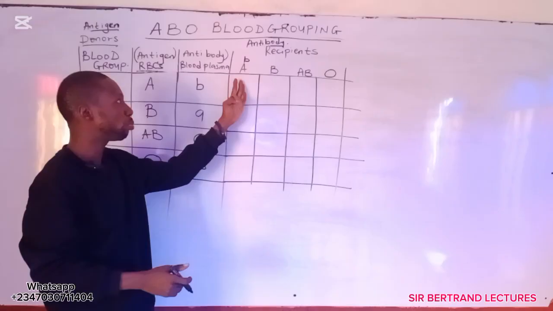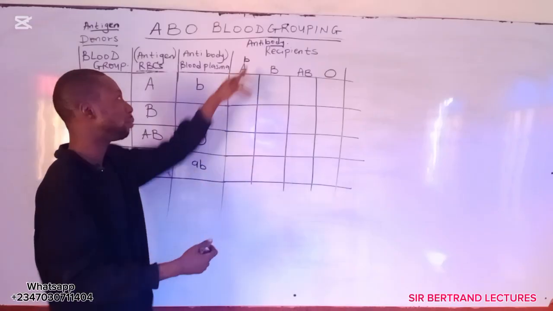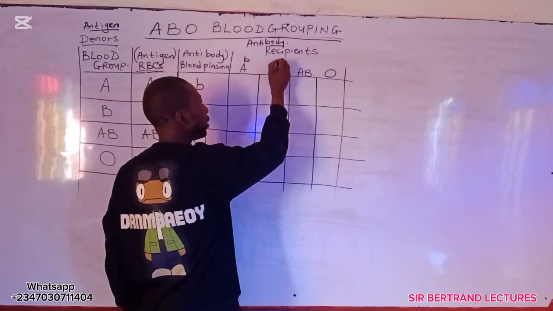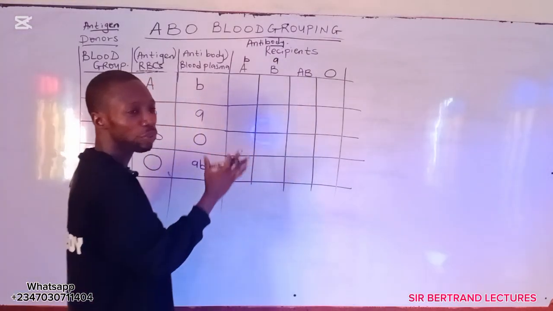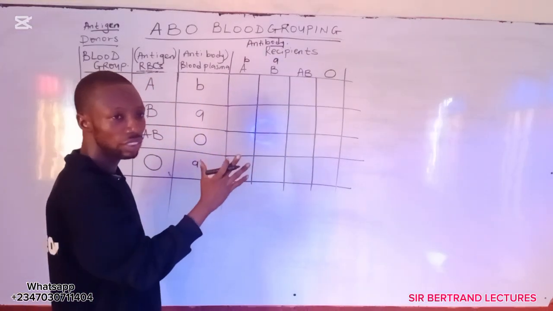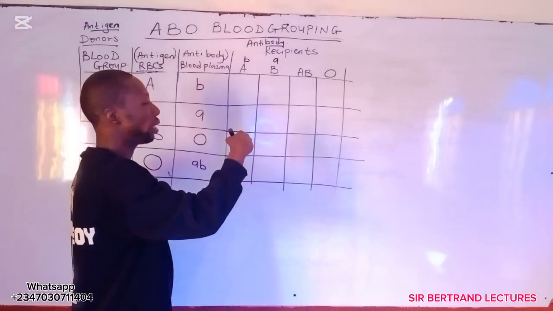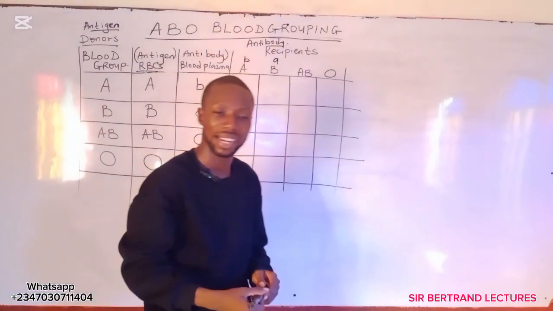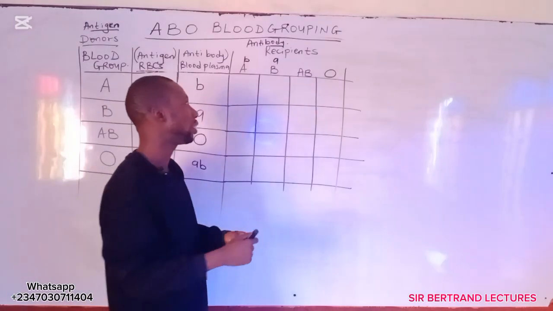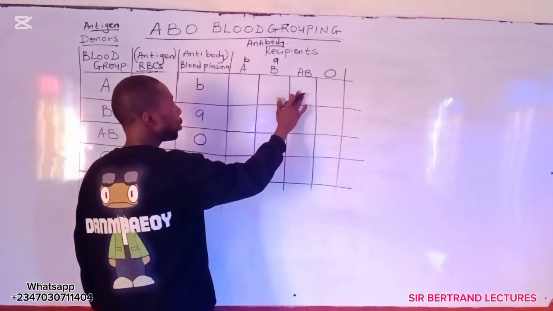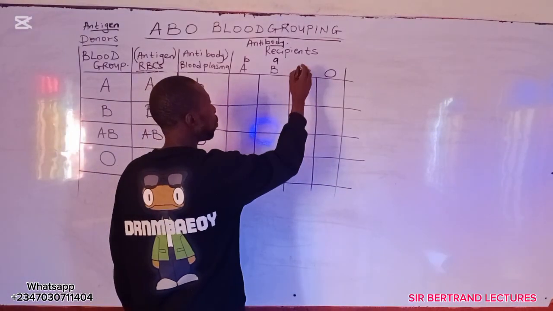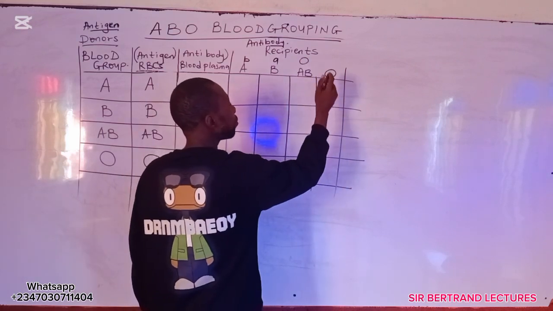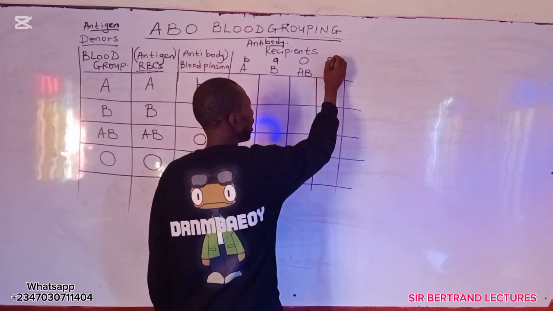So the blood group A here has antibody B. Then blood group B has antibody A. The opposite of the corresponding antigen is the antibody. Okay, because no blood sample must have similar antigen and antibody together. Okay, now here blood group AB has no antibody, while blood group O has antibody A and antibody B.